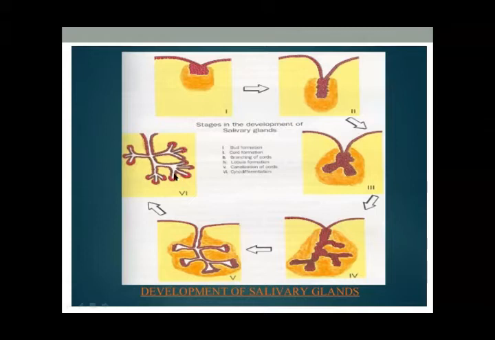In cytodifferentiation, your parts, the ducts, have become separate. Okay, this one, cytodifferentiation. Six stages: one is the bud formation, second is the cord formation, third is the branching of the cords, fourth is the loop formation, fifth is the canalization of cords, and sixth is the cytodifferentiation.